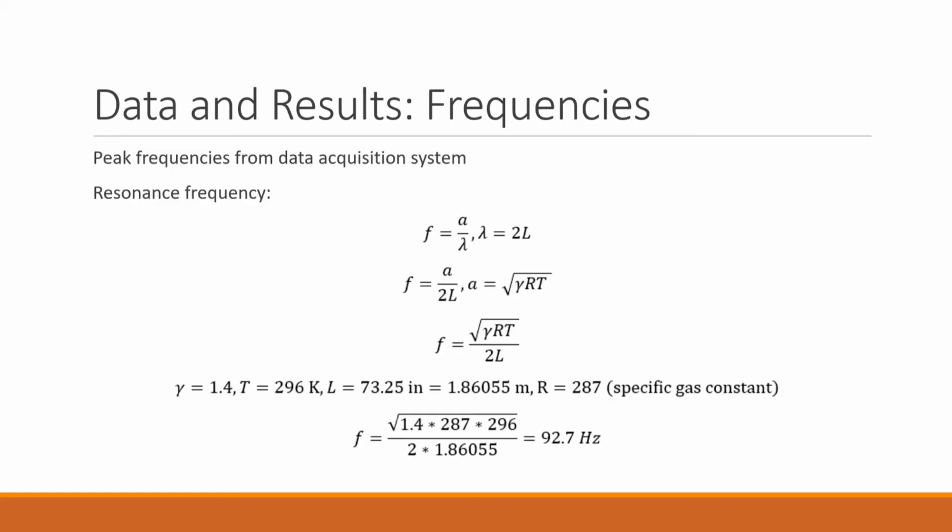So now we look at the resonance frequency calculations. As we can see, we use frequency equals the speed of sound, which is A, divided by wavelength lambda. And we know in a Rijke tube that the wavelength is 2 times the length of the tube. So we get f equals A over 2L. And we know that A, the speed of sound of a gas, is equal to the square root of the specific heat ratio, gamma, times R, the specific gas constant, times T, temperature. Since we're on Earth, we're using 287 for R. The other givens are on the second to last line, and L is experimentally measured in inches and then converted to meters, and we get 92.7 Hertz.